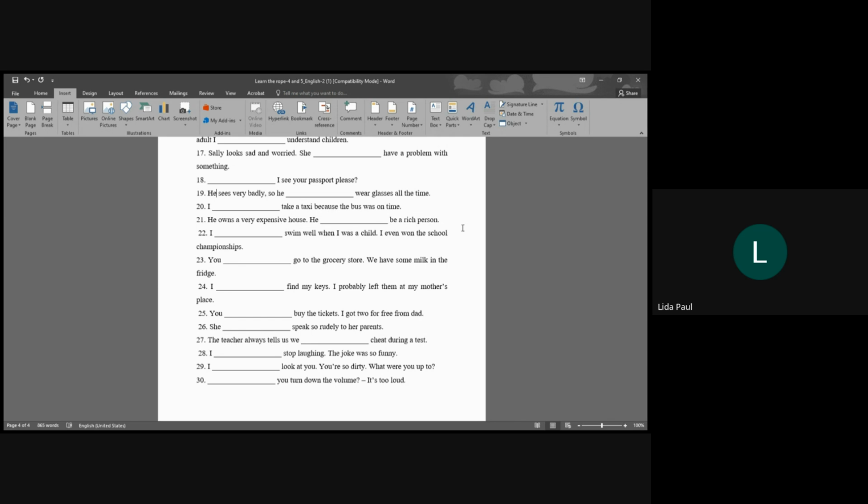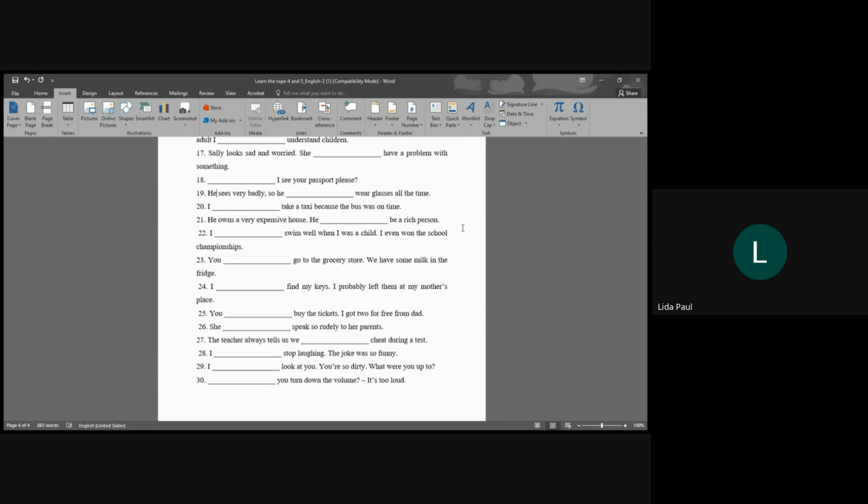24: "I ___ find my keys. I probably left them at my mother's place." I can't find my keys, or I couldn't find my keys. Any other answers? No, right? It's mostly about your unsuccessful attempt at finding the keys. So can't and couldn't can be used.